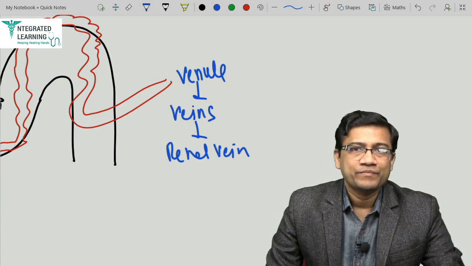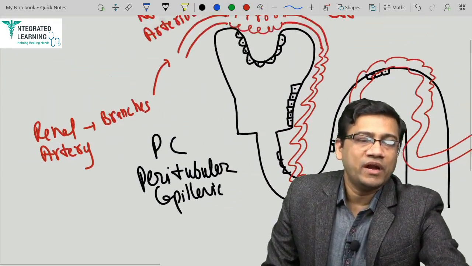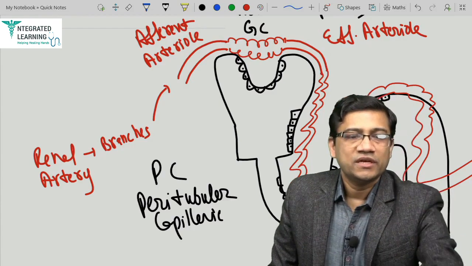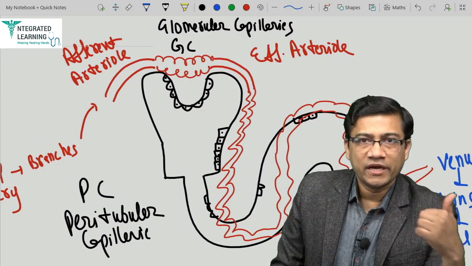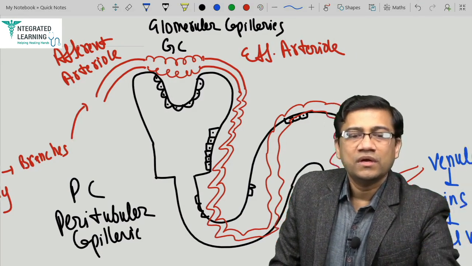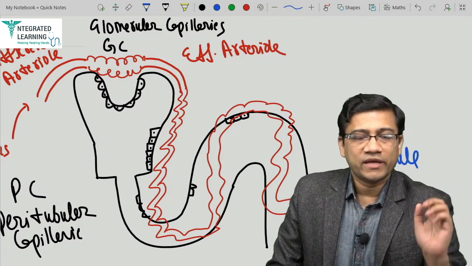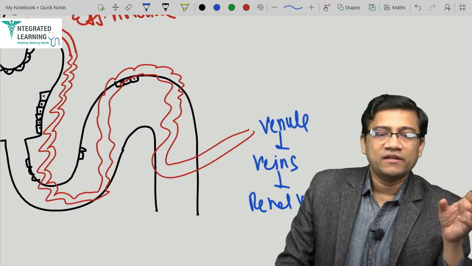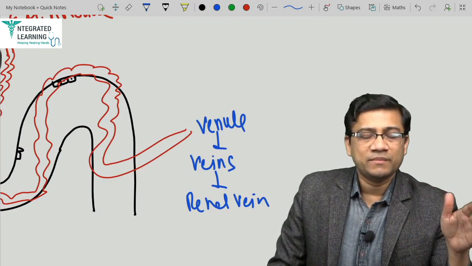So let's summarize the blood supply. The blood comes from the renal artery, which gives multiple branches, then each nephron gets one afferent arteriole which gives the glomerular capillary in connection to the Bowman capsule, then the efferent arteriole gives other capillaries called the peritubular capillary. The capillaries end in the venules, which give the veins, ultimately ending up in the renal vein.